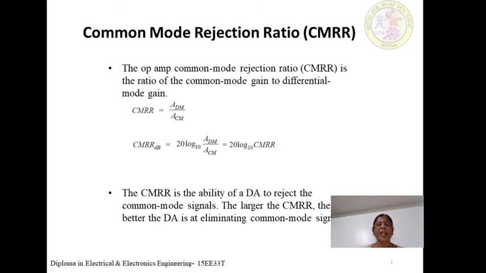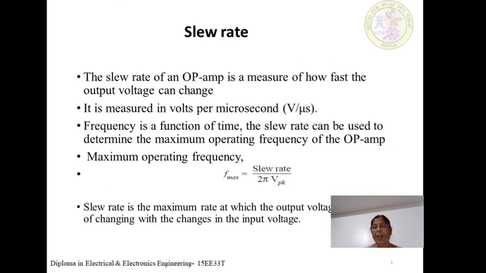So what is the importance of common mode rejection ratio? That is the ability of a differential amplifier, here DA stands for the differential amplifier, the ability of a differential amplifier to reject the common mode signals. The larger the common mode rejection ratio, the better is the amplifier. That is, a differential amplifier works better only when it rejects the common mode signals and eliminates them.